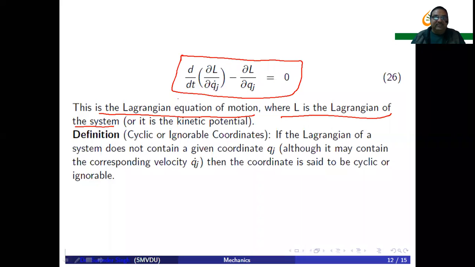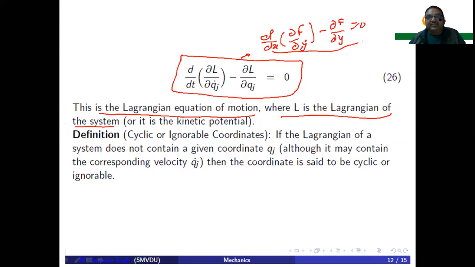So you can compare this equation with Euler's equation, because in Euler's equation what we have done is d by dx of del curly f by del y dot minus del curly f over del y equal to 0. So that was Euler's equation, and here this is the Lagrangian equation. Why are we calling it Lagrangian? Because here we are using this term L, and that is why this is the Lagrangian equation of motion.